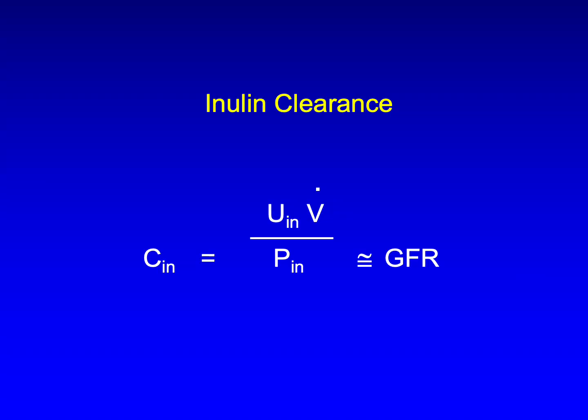So because of inulin's special characteristics, we can use its clearance, UV over P, to calculate GFR. This is not as easy as it may sound, because in order to calculate the GFR, you first have to start an IV infusion of inulin into the patient and continue it until the plasma concentration of inulin is constant at a steady state. Then you can measure the 3 variables and calculate the GFR quite accurately, but it's a pain to do this.